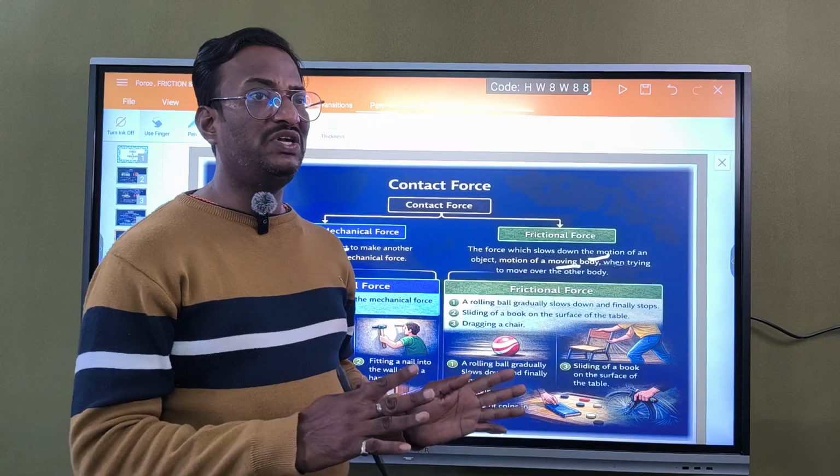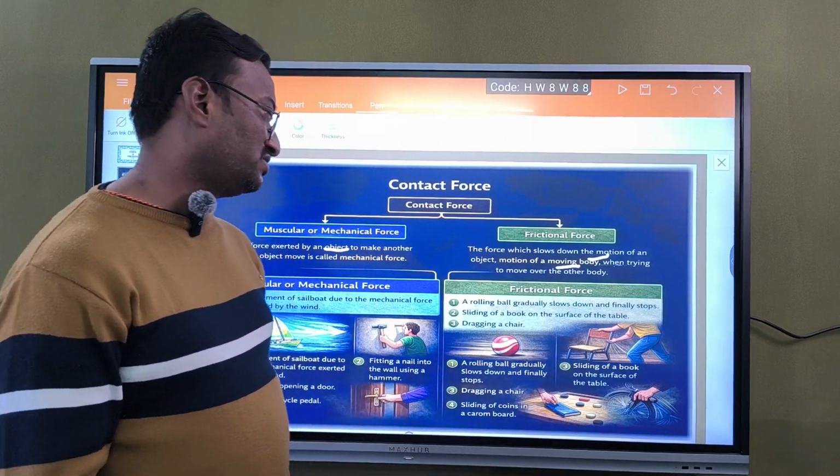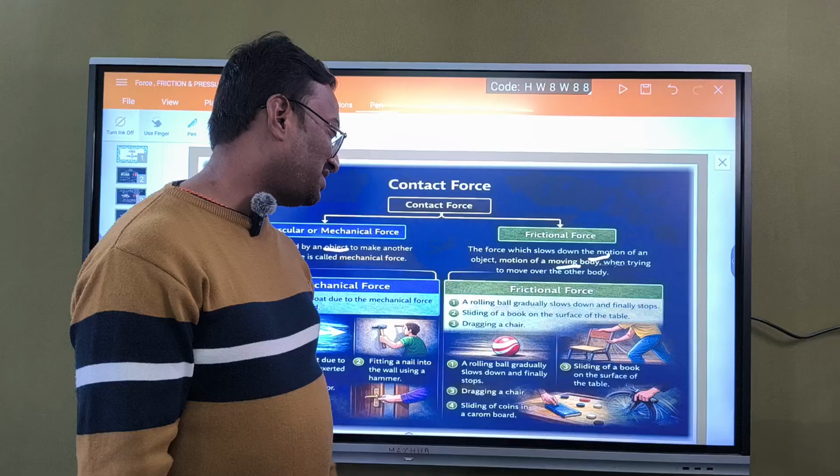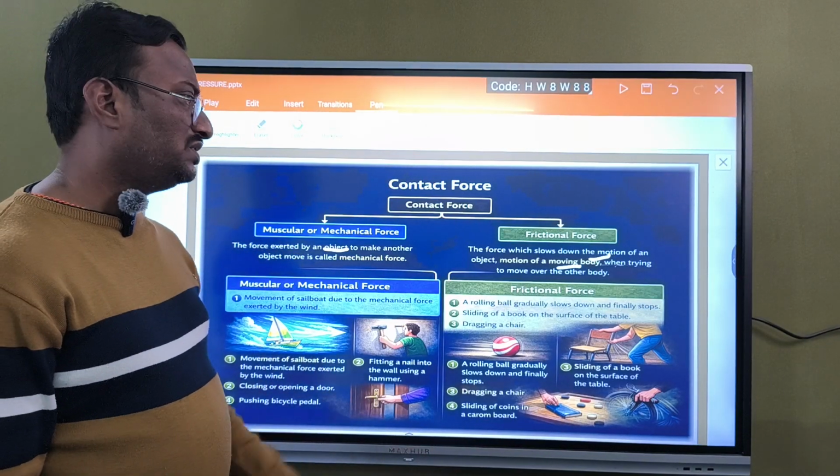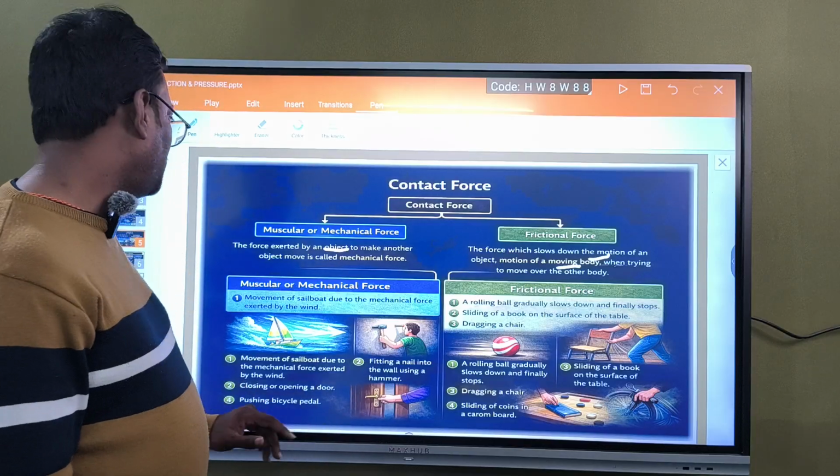In our friction chapter, we will study in detail. Just to know the example: dragging a chair, sliding of the coin in the carom board, the striker. So these all come under frictional force.